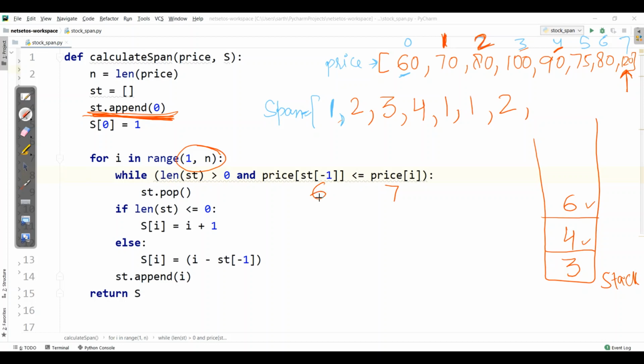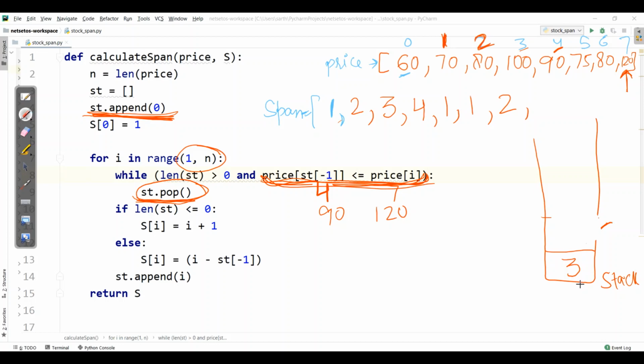So we will compare the sixth index price, which is 80. Is 80 greater than 120? No, it is following this condition. So the value will be popped out from the stack. Now for the next value in the stack is 4. Fourth index, we have price 90. Again it is following the same condition. So this value will also be popped out from the stack.